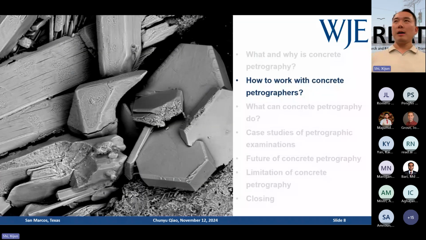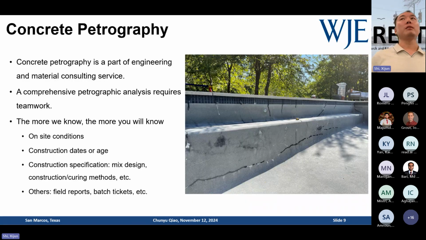So that is concrete petrography. That's the background of concrete petrography: what is a petrographer and how to work with petrographers. I'll just use a few slides to lay out. As I said, we are a team player for the whole forensic team or investigation or projects. A comprehensive petrographic analysis requires teamwork from different aspects of the construction of structures: from the material supplier, the contractor, the owner, the maintenance team, and also from forensic engineers.